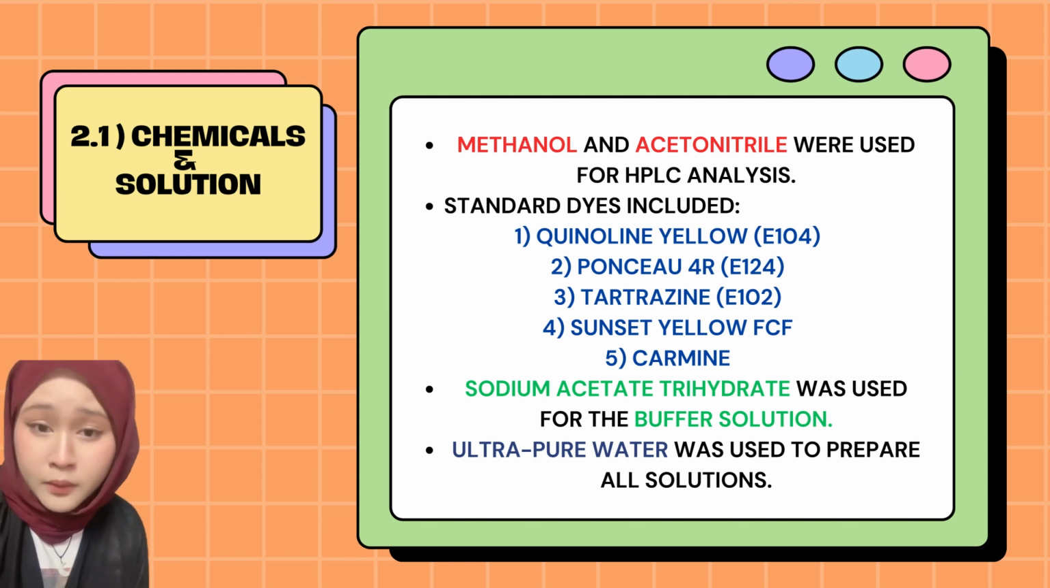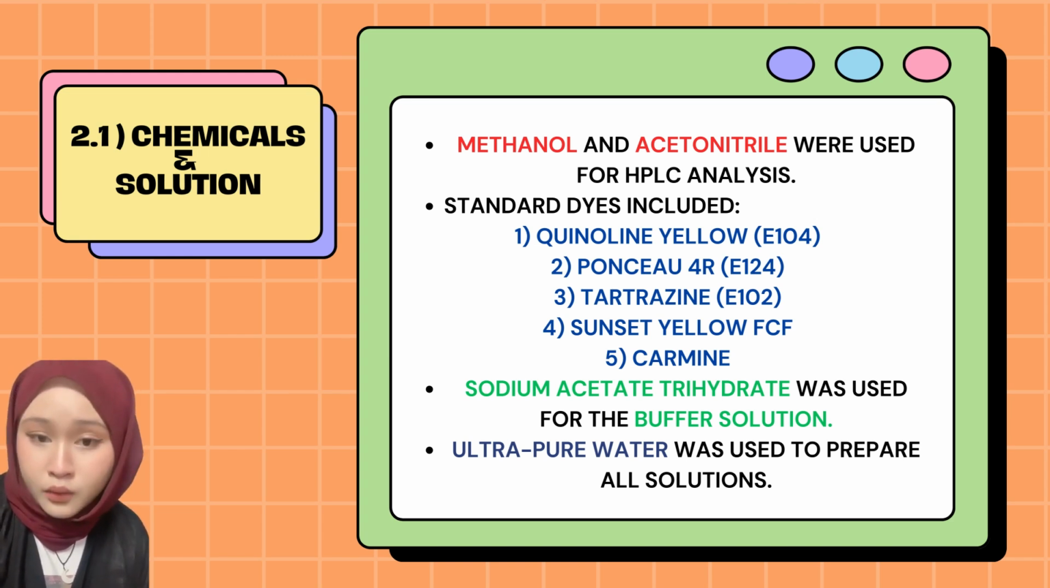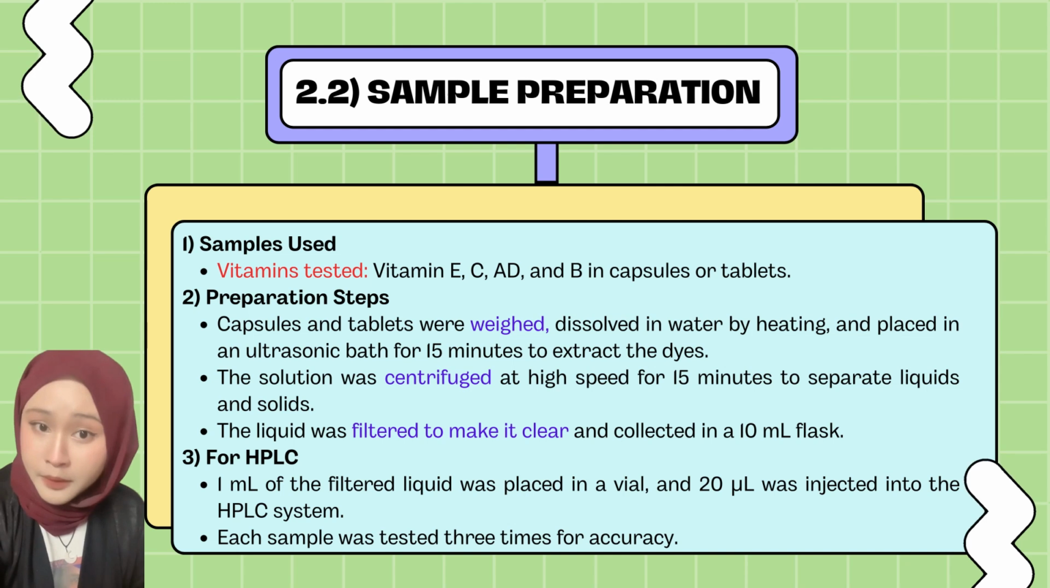The standard dyes we use include quinoline yellow, ponceau 4R, tartrazine, sunset yellow, and carmine. For preparing the solution, we also use sodium acetate trihydrate to make a buffer solution. All solutions were prepared using ultrapure water to ensure the highest quality of the sample preparation.